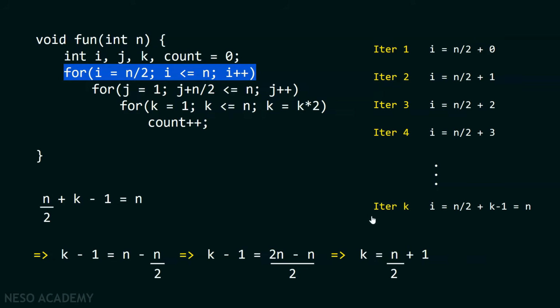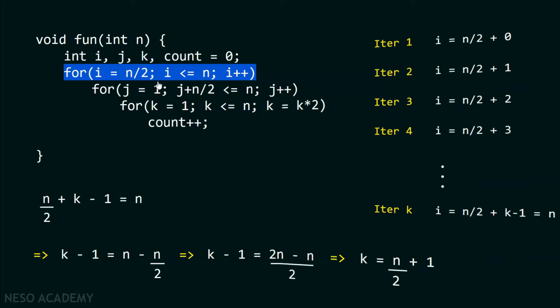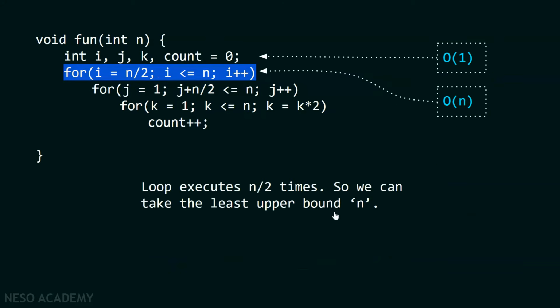This means that our loop is running n/2 times. I can take the least upper bound as n without any problem. The loop executes n/2 + 1, which can be thought of as n/2 times only, because if we don't consider the plus 1, it will not cause any problem. We can take the least upper bound as n without any problem. So this loop is actually running n times.